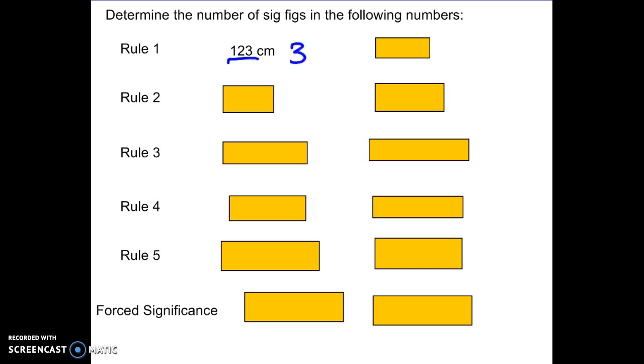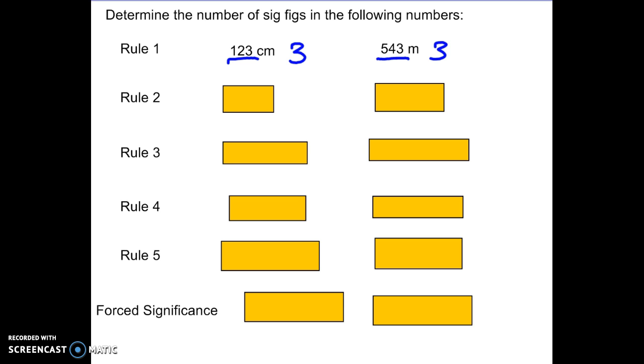Example number 2 for rule number 1, again 543 meters, all are non-zero, all are significant, giving three significant figures. Once zeros are introduced, some students have trouble determining the correct number of sig figs. We're going to run through a couple of those examples here in rule number 2.